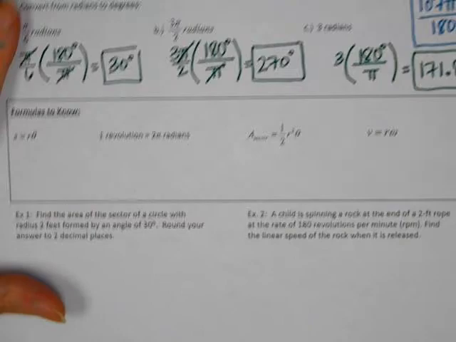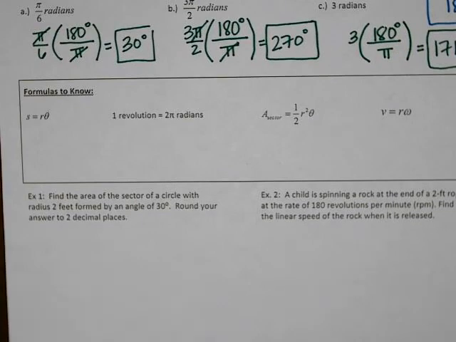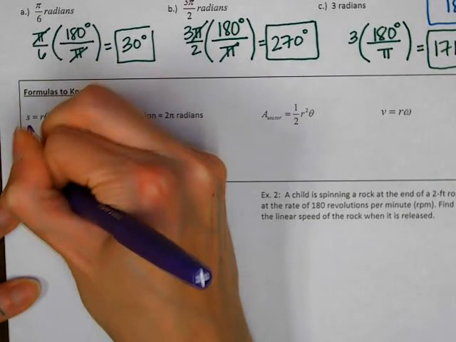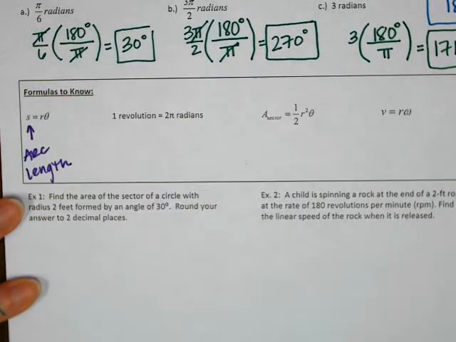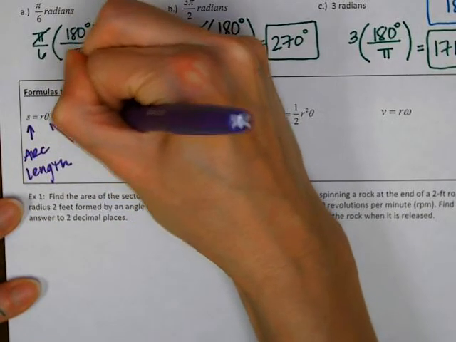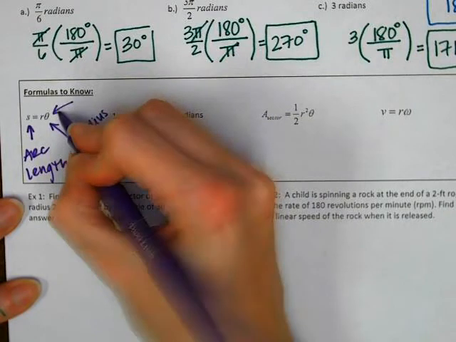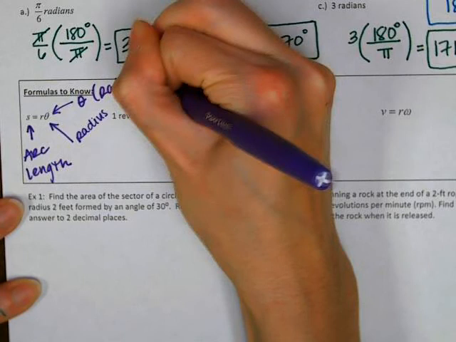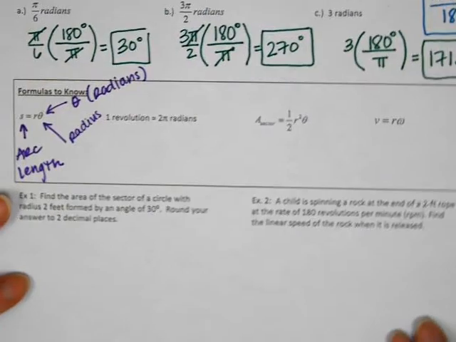Okay, some other big formulas, and then you guys are done. Let's go over what these stand for here. So S equals R times theta. The S stands for arc length. So let me write that down. If you want to find the length of an arc, it's equal to R, the radius, and theta is the angle in radians. Okay, so you have to convert it to radians first.